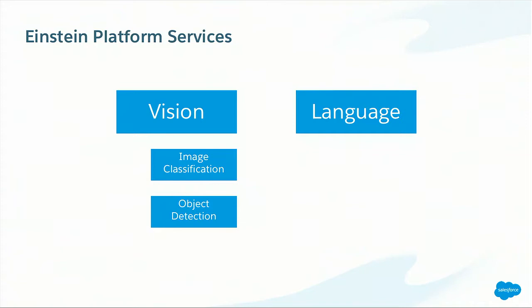Object detection is a very new service that we're offering now in beta, and that service allows you to detect objects within an image. So you can count the number of objects in an image, like products in a shelf, for example. The second part that we're offering is language.